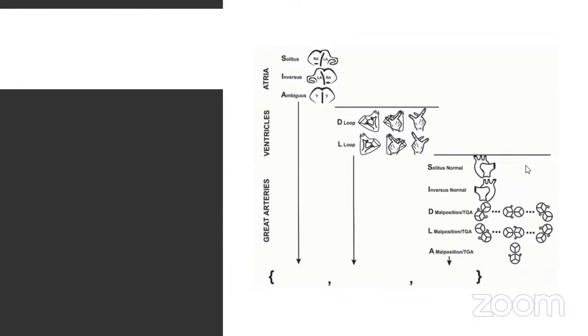Basically, we discussed all of these. We just need to review the terms. Obviously, in the atria, we already spoke that you can have solitus, inversus, or ambiguous. Ambiguous usually in cases of isomerism, whether left or right. In the ventricle, we need to look at the looping, whether it's D loop or L loop.